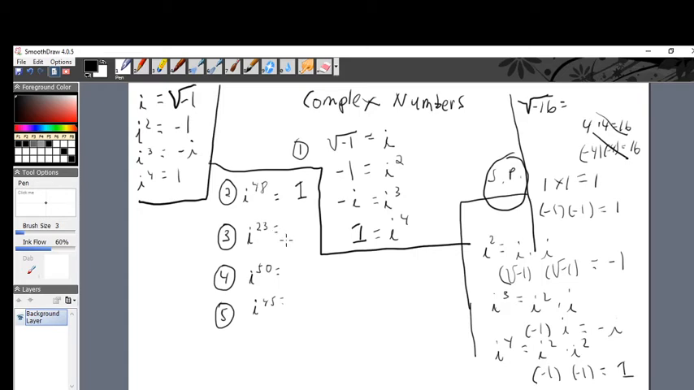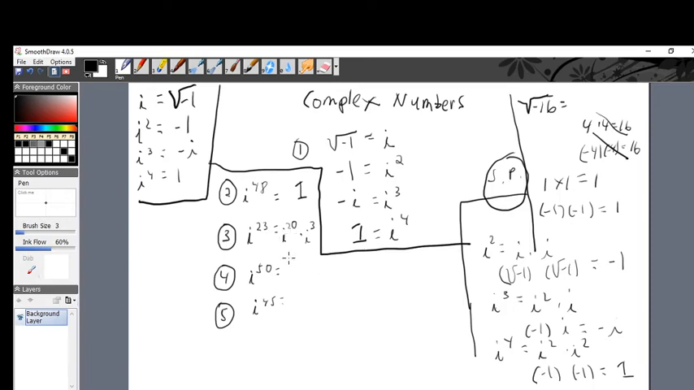Well, here's how you figure it out. i to the 23 is equal to i to the 20 times... What's the largest number beneath 23 that's divisible by 4? The answer is 20. So there's two parts to i to the 23. One is the 20, and one is i to the 3. You add those two together, you get back to 23.